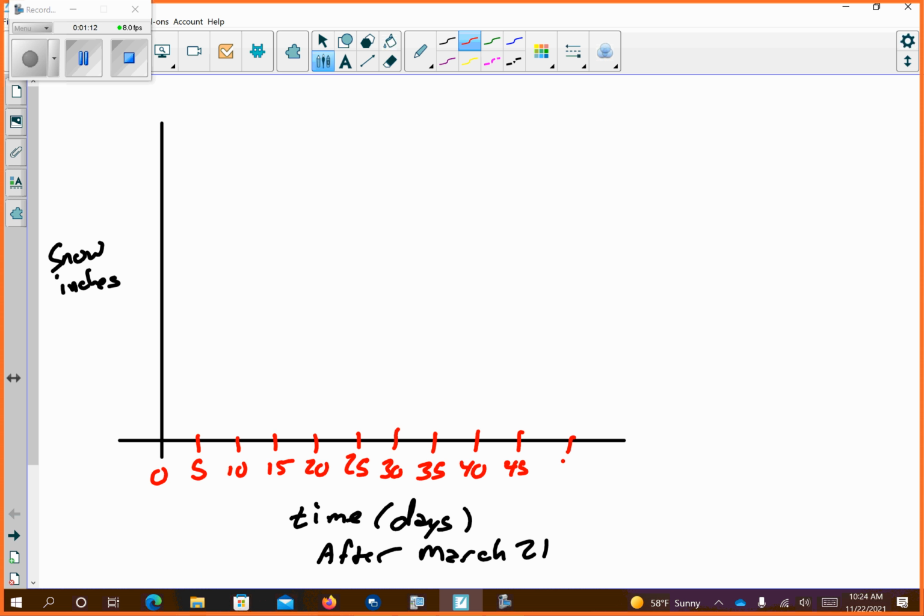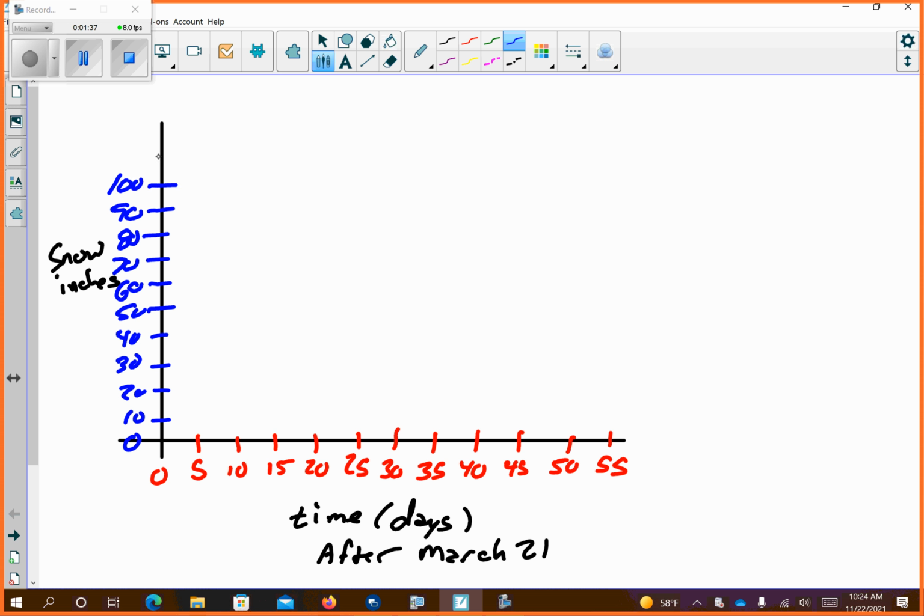45, 50, maybe 55. Take it out, okay? And then the snowpack goes up to 156 inches. So maybe let's count this in tens. Oh, running out of room. 130, 140, 150.